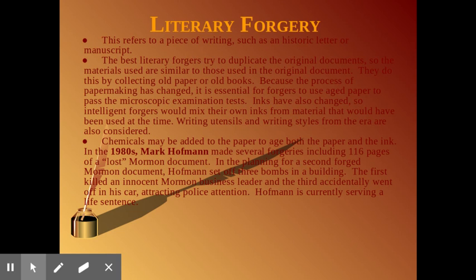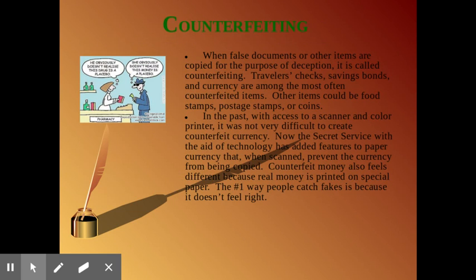The writing utensils and the inks used, the forgers might even mix their own inks to match the materials that were used back at the time the document should have been written. They might even add chemicals to the paper to try to age it. In the 1980s, Mark Hoffman made several forgeries, 116 pages of a lost Mormon document, and he set off some bombs trying to get his plan into action. But he killed some people with the bombs, and that eventually got him a life sentence.